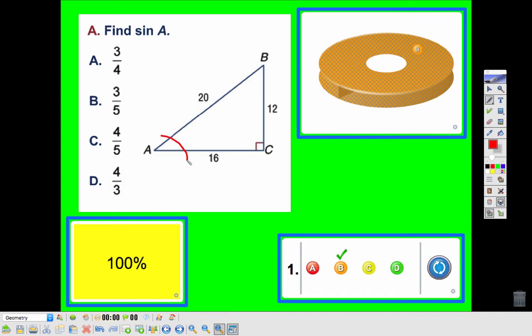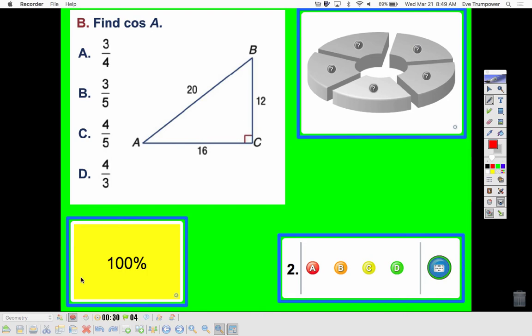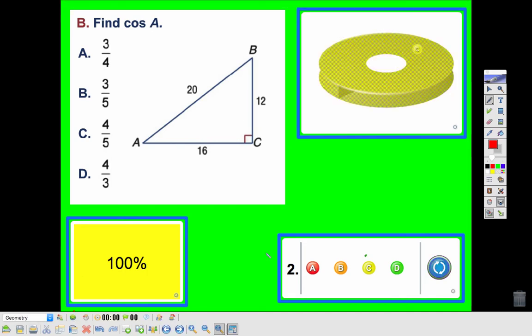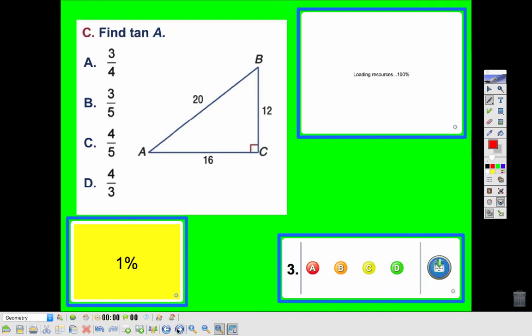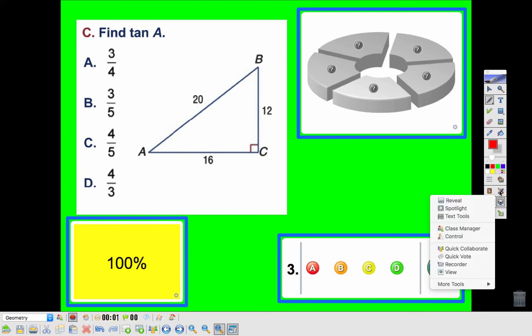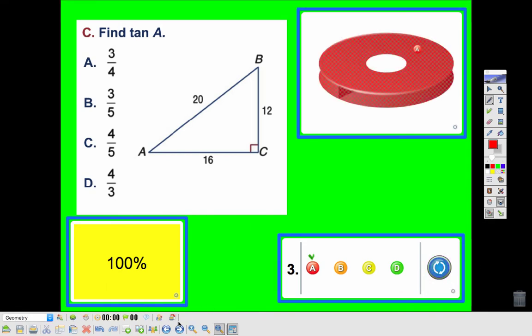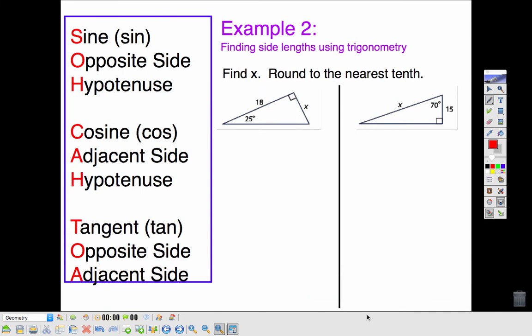Awesome. Great job. Because we're doing sine of A, the opposite is 12, the hypotenuse is 20, and then you've got to reduce it. Okay, give this one a try. Cosine of A. Awesome. Great. Now tangent of A. Ready? Awesome. Crushing it.